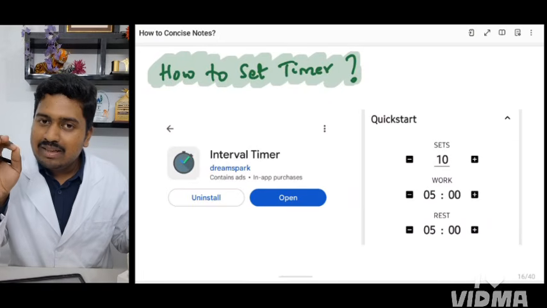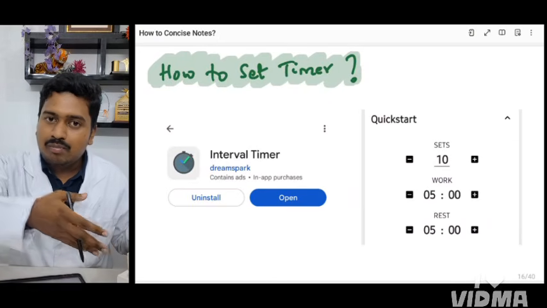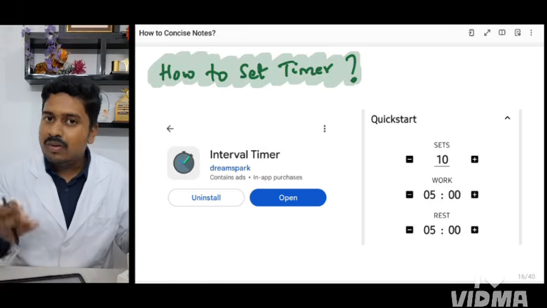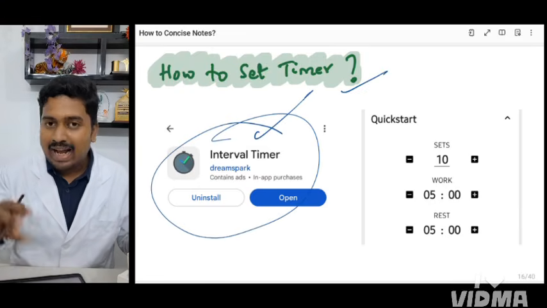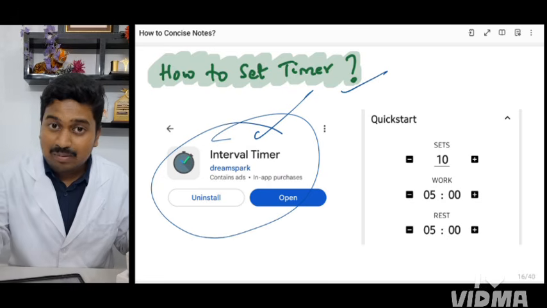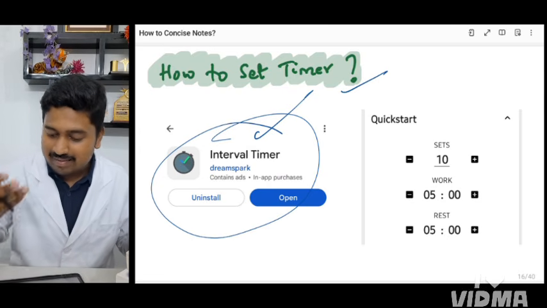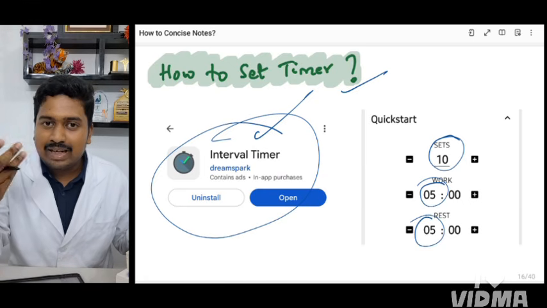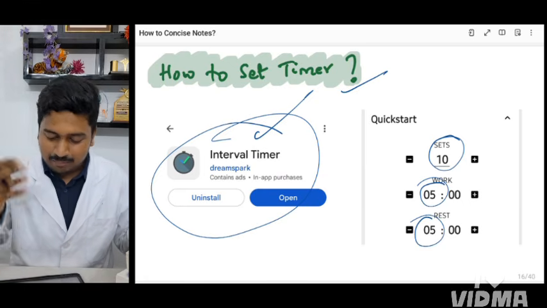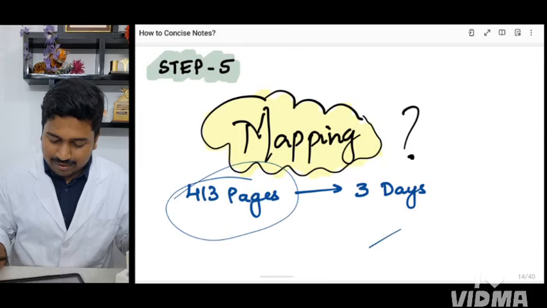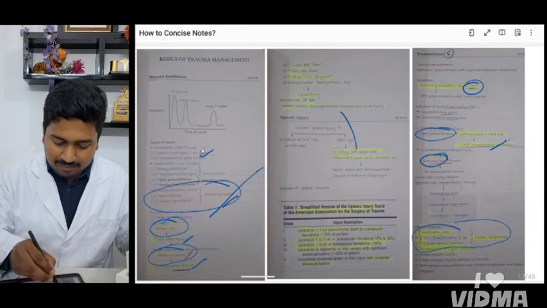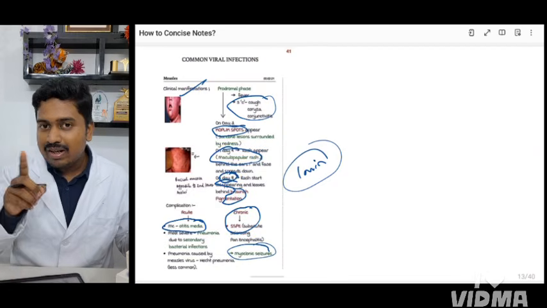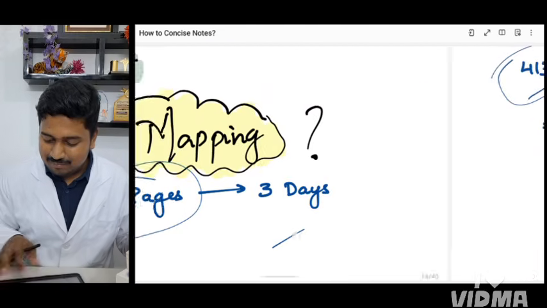So the next important thing is how to set a timer. Now you will say, "Sir, I can't go from one page. It will take me 5 minutes. I will be sitting on that page thinking everything." Okay, what is the solution to this? There is something known as Interval Timer app in Play Store. I'm not promoting this app, but it is very useful and I have also used it for my MD exams. Here you can keep sets, so every 3 minutes it will give an alarm, a reminder that you should go to the next page. So at the end of 3 minutes, it will give a reminder and you will be forced to go to the next page. So in 1 hour, you will definitely cover 20 pages.